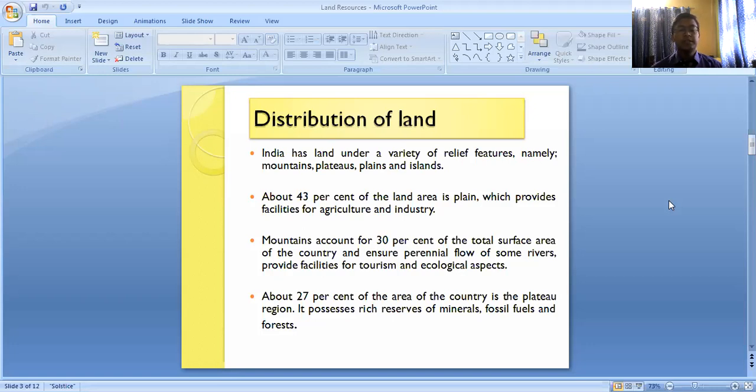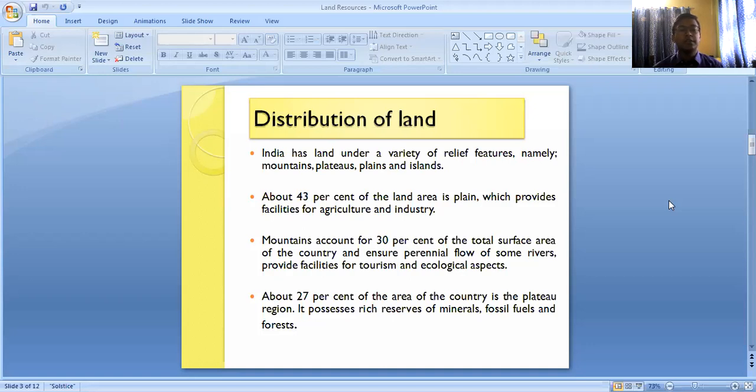The mountains account for 30% of the total surface area of the country, and they ensure perennial flow of some rivers, and provide facilities for tourism and ecological aspects. The mountains occupy 30% of the total surface area of our country. And these mountains are the source of some of the major rivers actually.